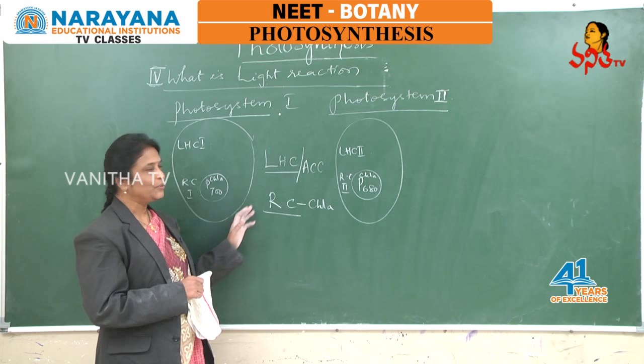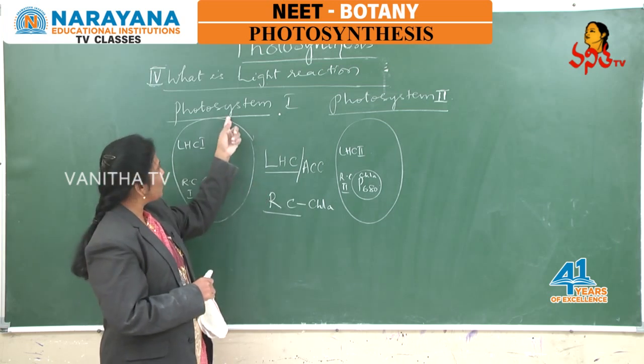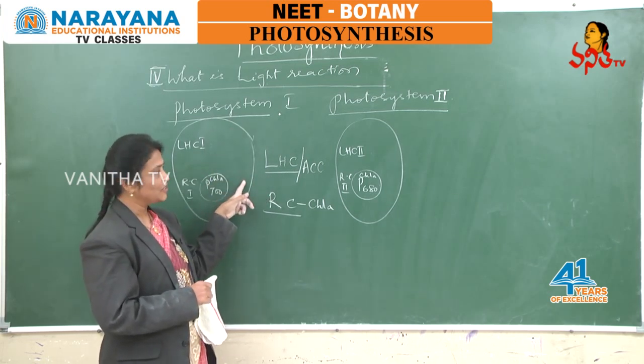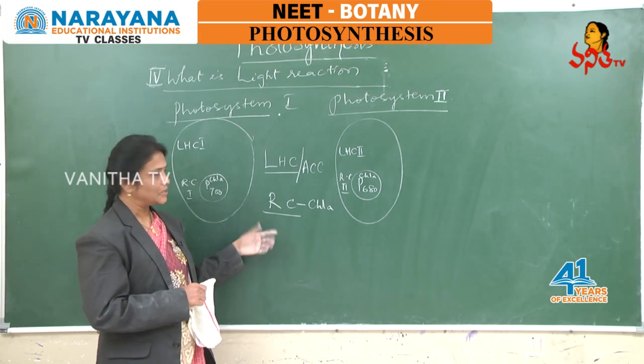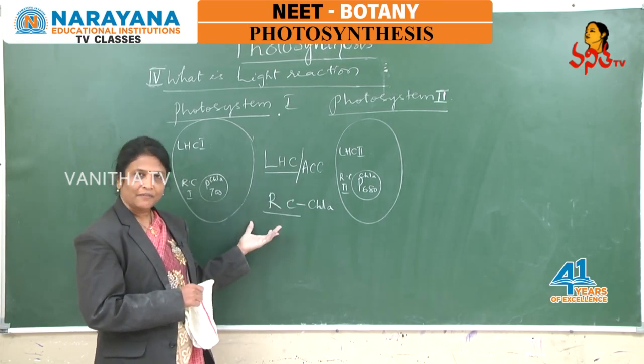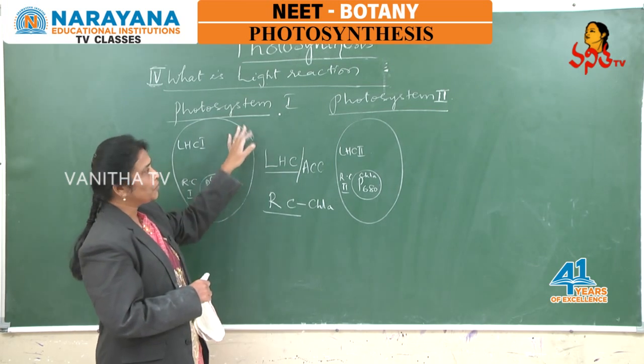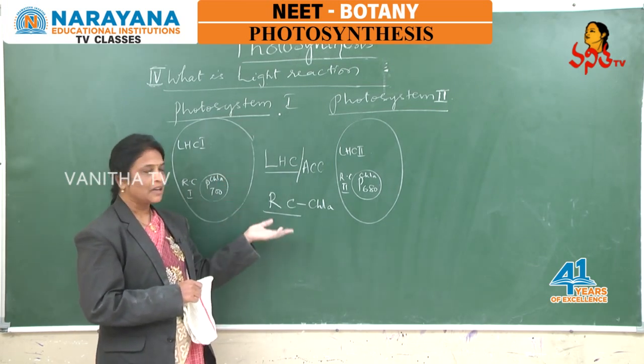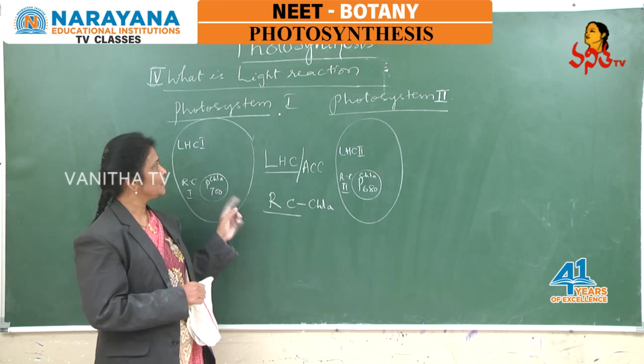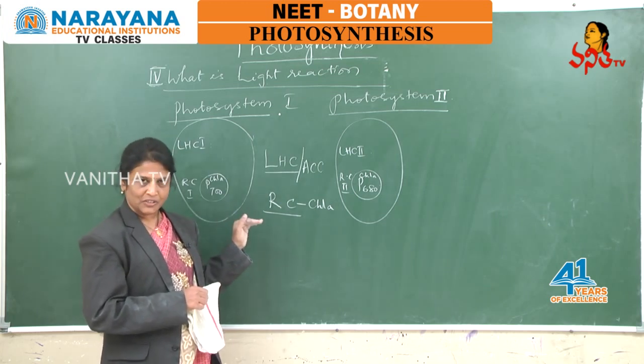Students, as we continue the discussion on photosystems, now let us see what photosystems are and what the types of photosystems are, what their structure and function are. Now, there are two types of photosystems as concluded by Robert Emerson. They are photosystem 1 and photosystem 2.